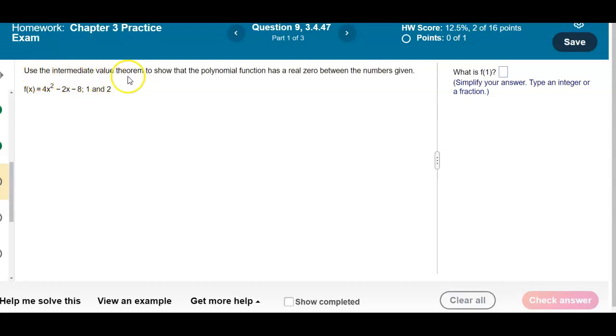Use the intermediate value theorem to show that the polynomial function has a real zero between the numbers given. We have f of x, which is equal to 4x squared minus 2x minus 8, and we want to find the following numbers, 1 and 2. So we're looking for what is f of 1 and what is f of 2.